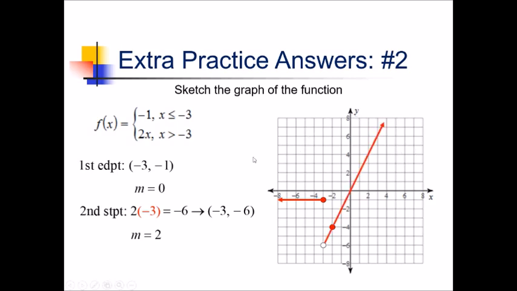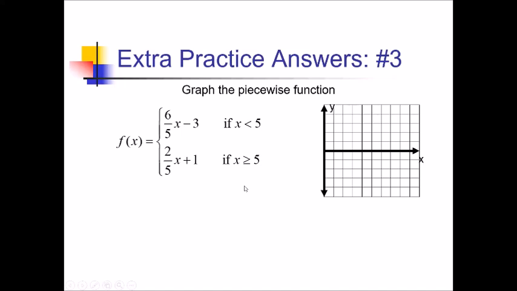On this problem, we just have to graph this piecewise function. So we're going to take this one branch at a time. To figure out what we're doing for this first branch, this one is for the cases where we have x less than 5. So I know I'm going to be going forever to the left, but we're going to stop at 5, and we're going to have some kind of endpoint.